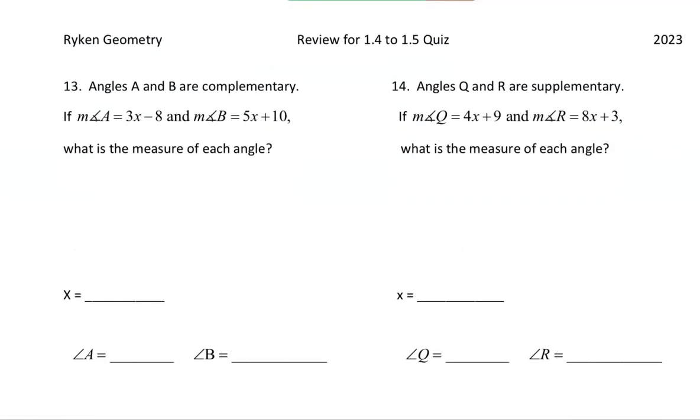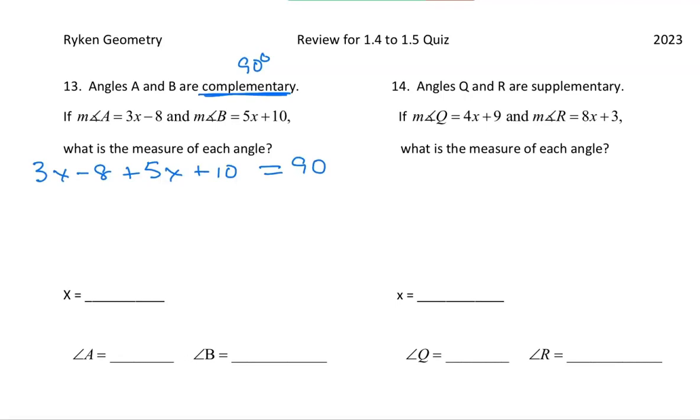Okay, it says A and B are complementary. If the measure of angle A is 3x minus 8 and the measure of angle B is 5x plus 10, what's the measure of each angle? Well, if they're complementary, the angles have to add up to, excuse me, 90. This is 90. So if I know that, I can create an equation, which is key to solving this.